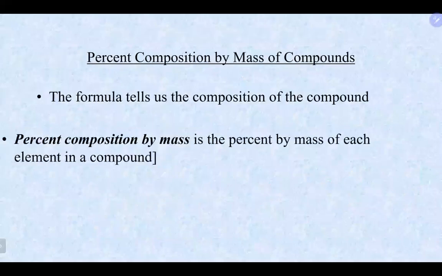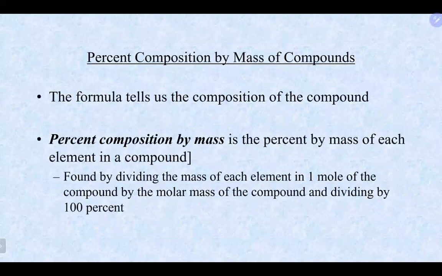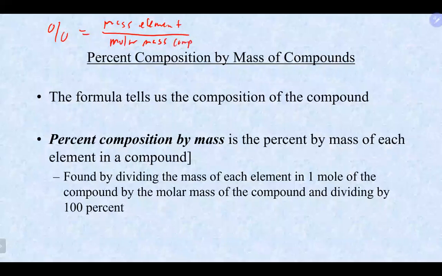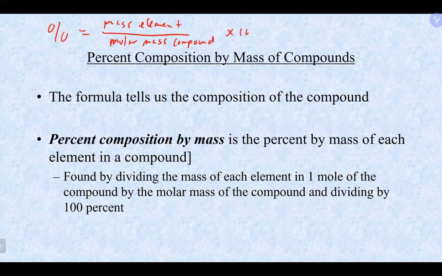Okay, so let's talk a little bit about percent composition by mass. The percent composition by mass of a compound basically allows you to calculate the percentage of each element that's present in a particular compound. We calculate it by taking the mass of the element that's in the compound, divided by the molar mass of the compound, and then times 100%.